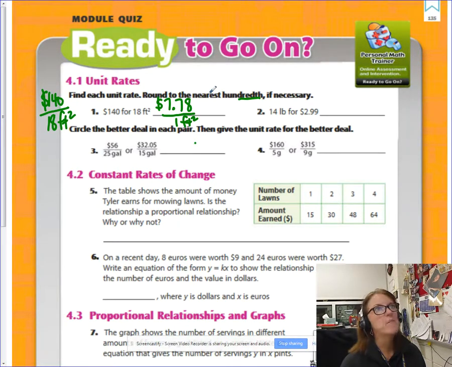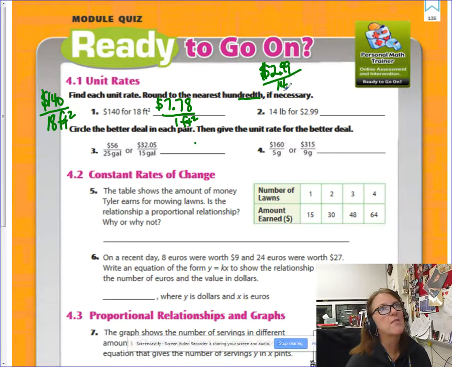Okay? Now, number 2, they're giving you pounds first, then dollars. And I suppose we could divide it this way, but I'm going to write it as dollars per pound because that's usually the way we do it. We usually put money on top. If you didn't do it that way, I want you to grab your pencil and fix it now. Okay?